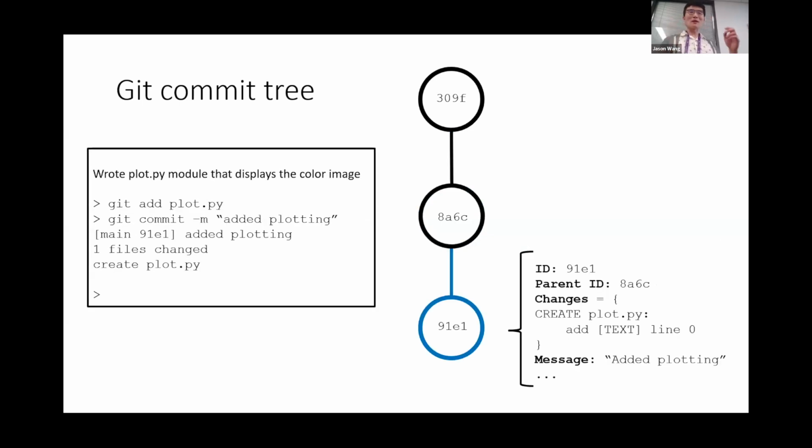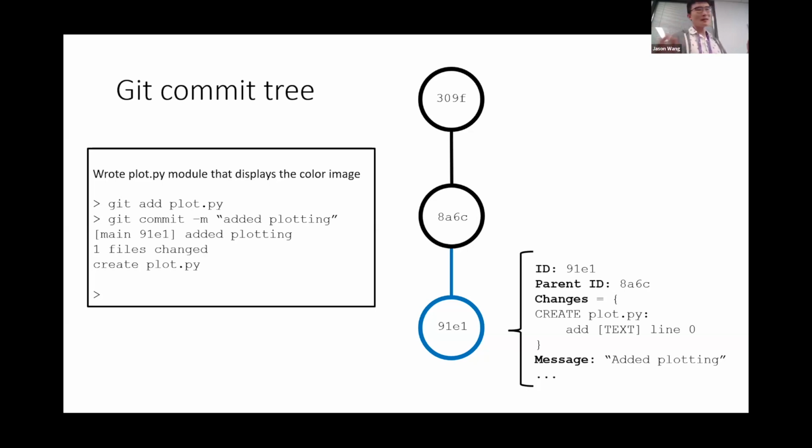Okay, so let's say we keep on programming. We want to now make a plotting module so we can display the images we created, because that's the whole purpose of this, right? We've got to show the images. So we go git add plot.py, git commit -m "added plotting." And then our terminal will spit out main 91E1, added plotting, one file is changed, create plot.py. And what happens now is that we have a third commit, 91E1. Its parent is 8A6C. It has a list of changes, create plot.py, and it has a message "added plotting."